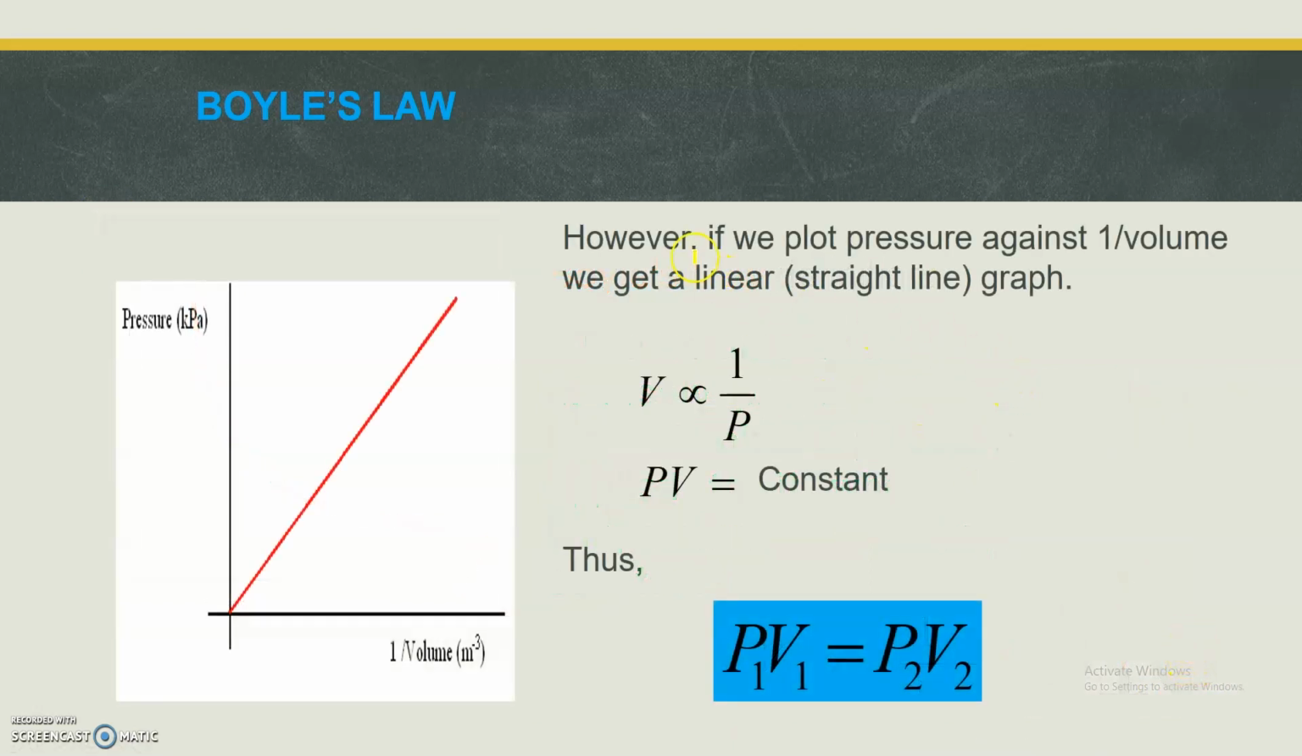However, if we plot pressure against 1 over volume, we can get a linear, straight line graph. From the graph, we can conclude that volume of gas is inversely proportional to the pressure of the gas. Thus the relationship for Boyle's law can be expressed as follows: P1V1 equals P2V2, where P1 and V1 are the initial pressure and volume values, and P2 and V2 are the values of the pressure and volume of the gas after change.